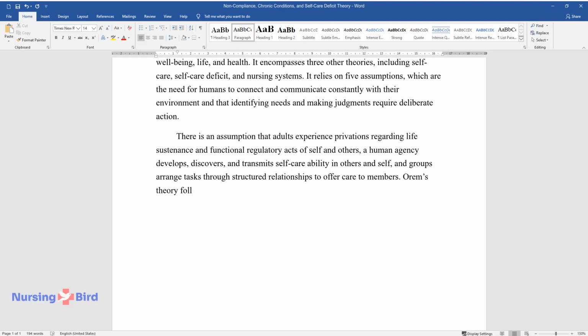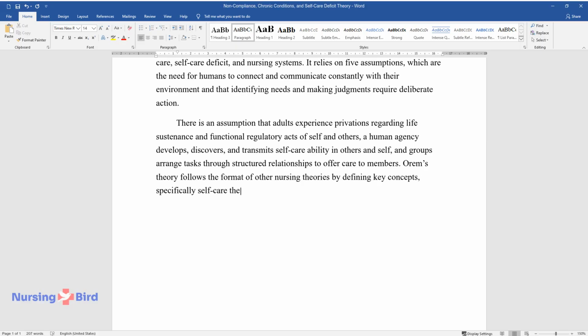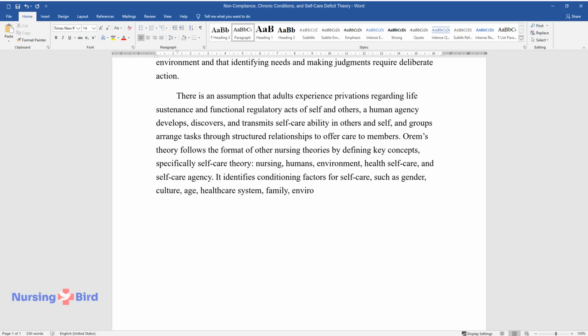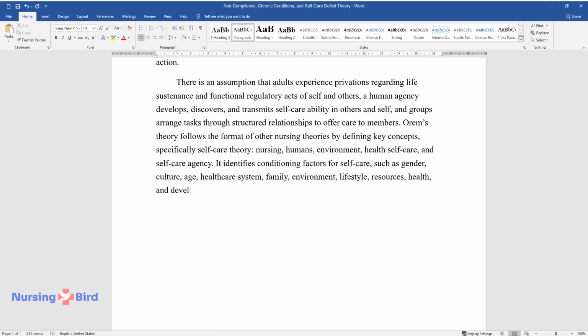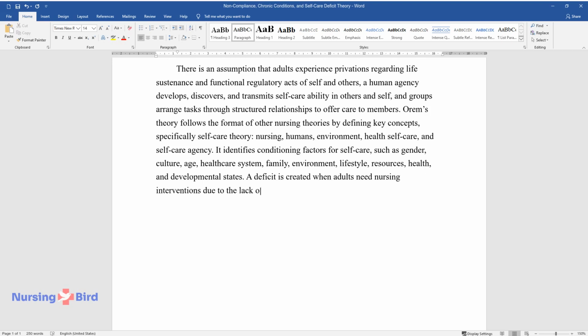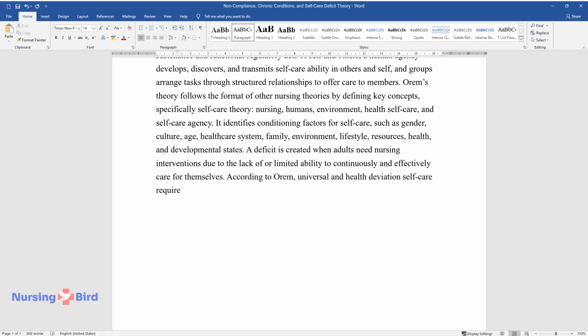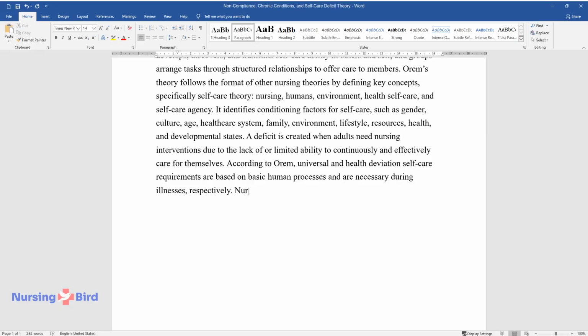Orem's theory follows the format of other nursing theories by defining key concepts, specifically self-care theory, nursing, humans, environment, health, self-care, and self-care agency. It identifies conditioning factors for self-care, such as gender, culture, age, healthcare system, family, environment, lifestyle, resources, health, and developmental states. A deficit is created when adults need nursing interventions due to the lack of or limited ability to continuously and effectively care for themselves. According to Orem, universal and health deviation self-care requirements are based on basic human processes and are necessary during illnesses, respectively.